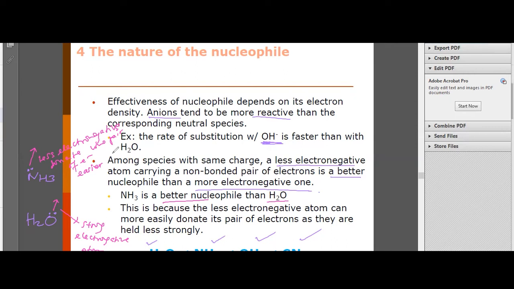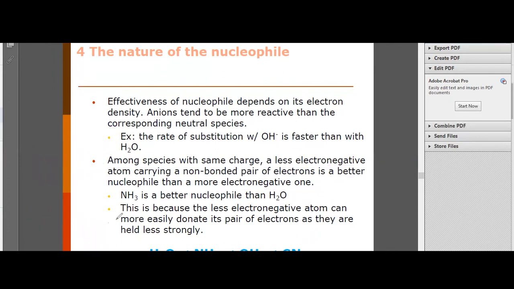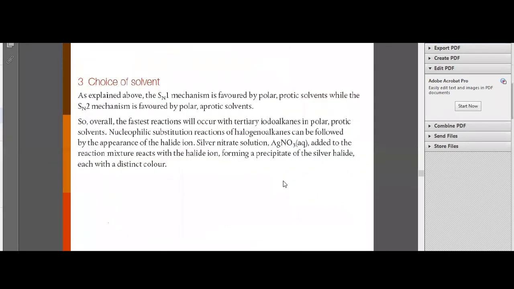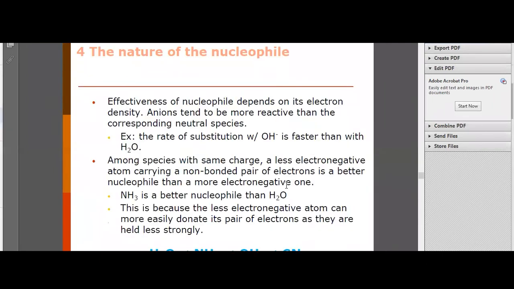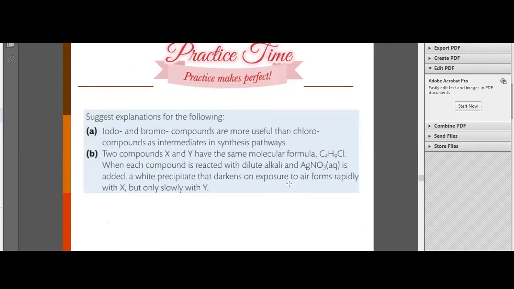Okay, so there are 4 factors that affect the rate. First is the type of halogenoalkane. The second is the leaving group; if we have iodine, it is better compared to the others. And then the third is choice of solvent. And then the fourth is the strength of the nucleophile. Okay, suggest an explanation for the following.